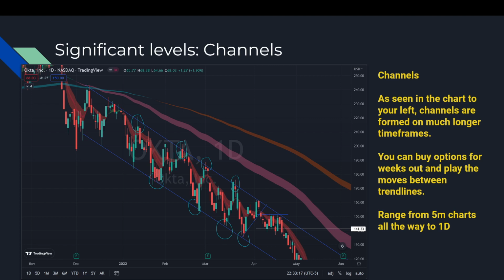So you can buy options for weeks out, play the moves between these trend lines. You can buy them on the 5-minute, the 10-minute, whatever time frame you want. But playing those, you need to play it on the time frame that you're watching the trend on. So in this case, it was on a daily, so we would have played on a daily trend or daily time frame.